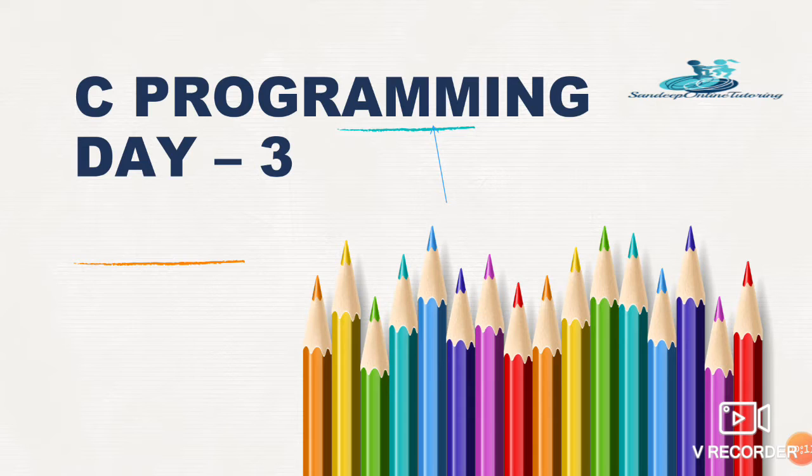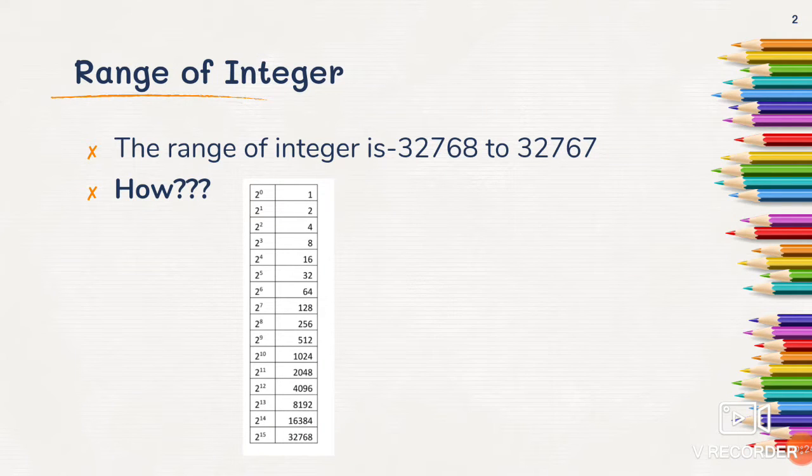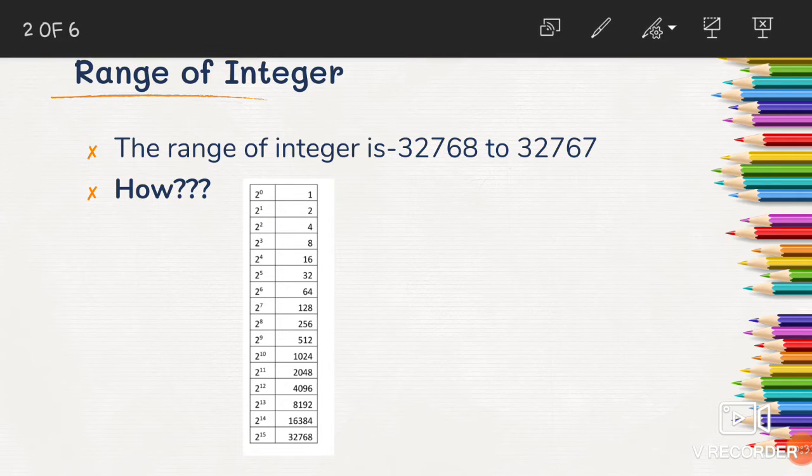Yesterday we discussed the introduction of constants. Now we will discuss variables and keywords. Before discussing these two topics, first of all we have to understand what the range of an integer is. Actually the range of an integer is minus 32768 to 32767. Why is the range between these two numbers?